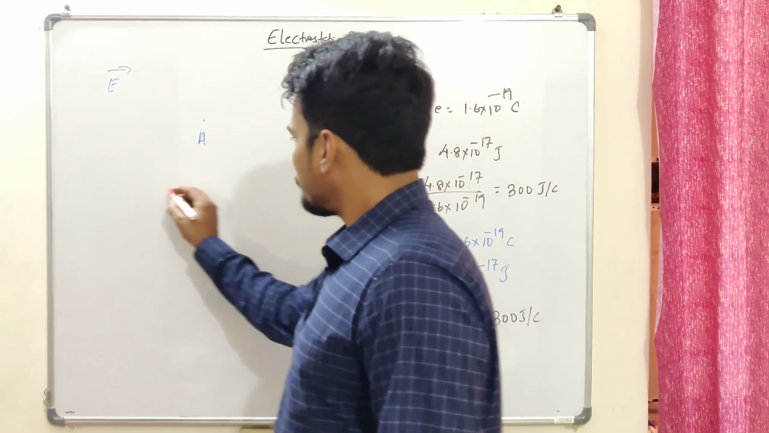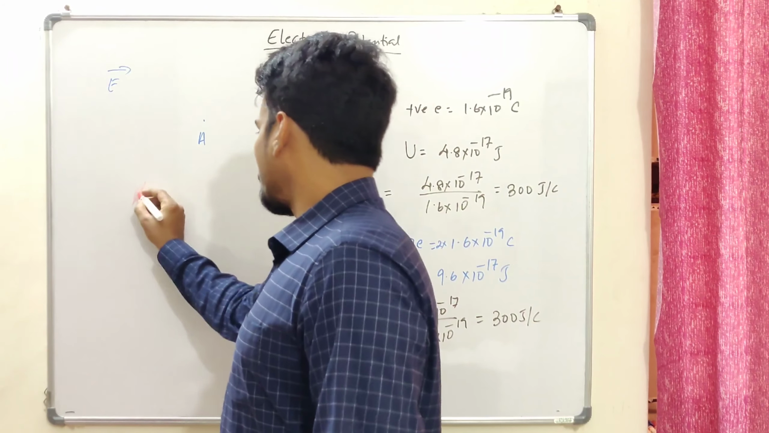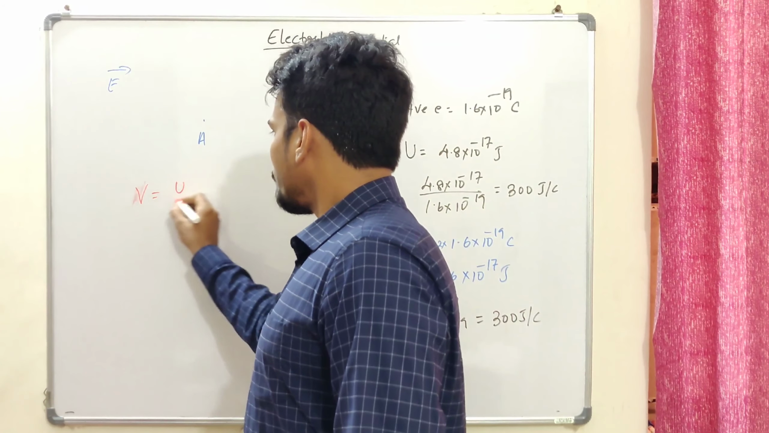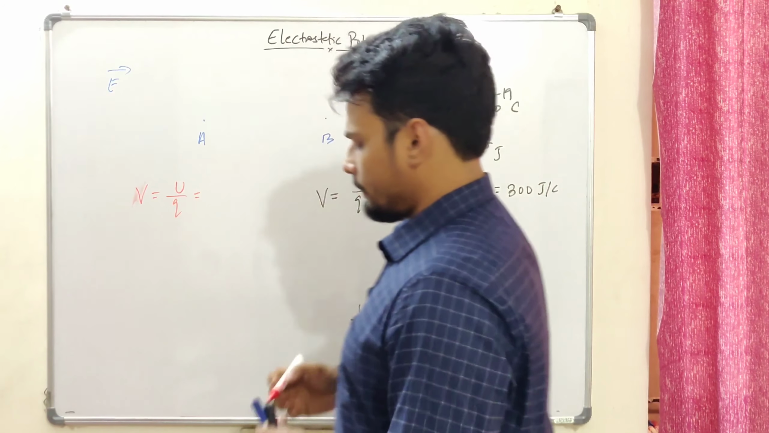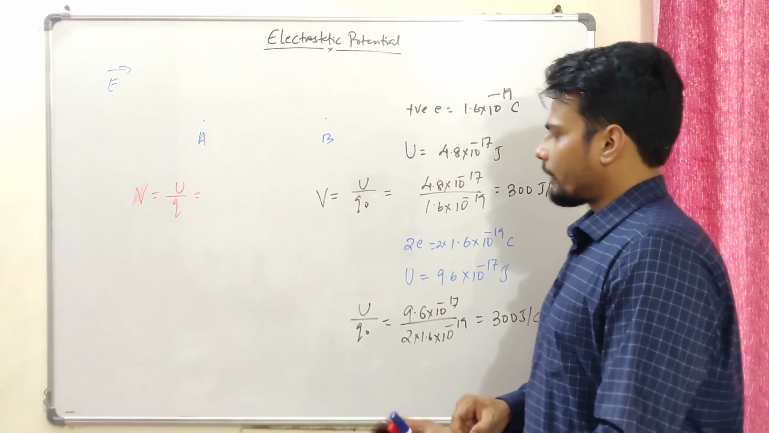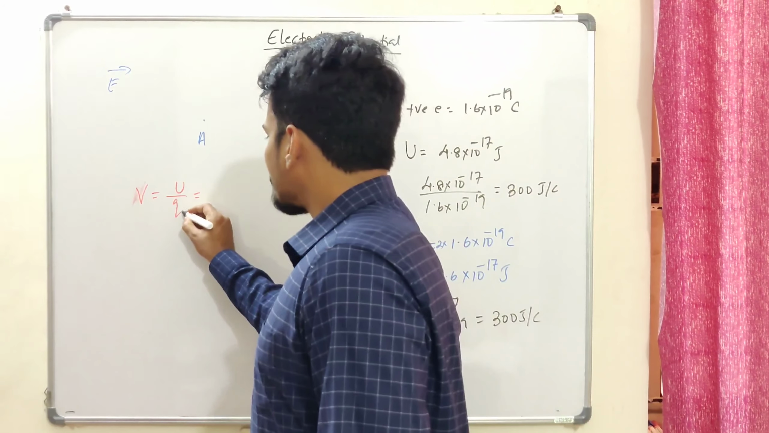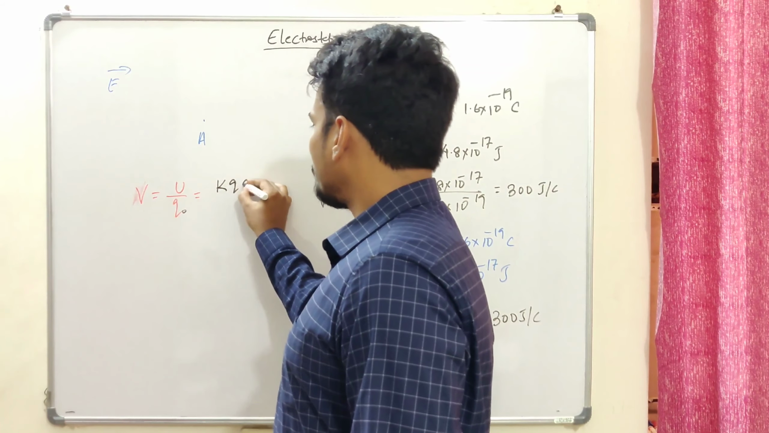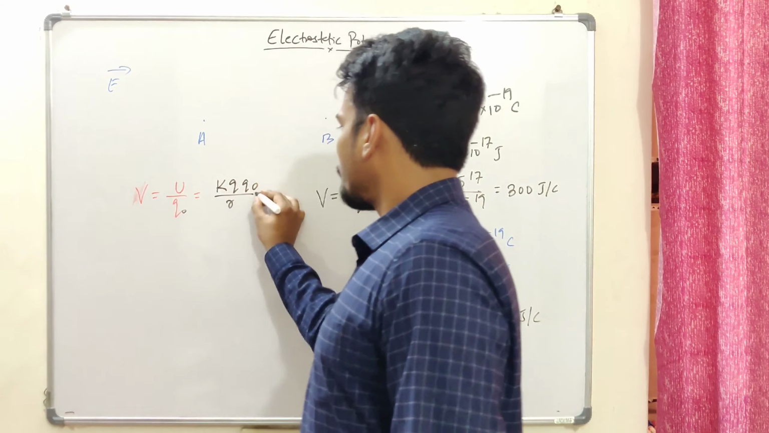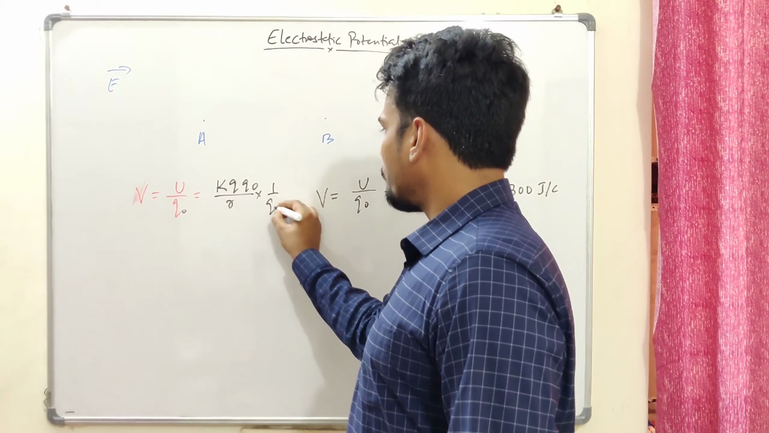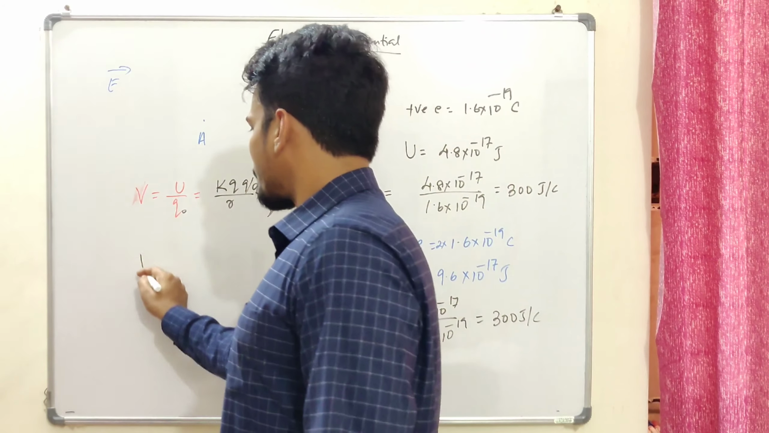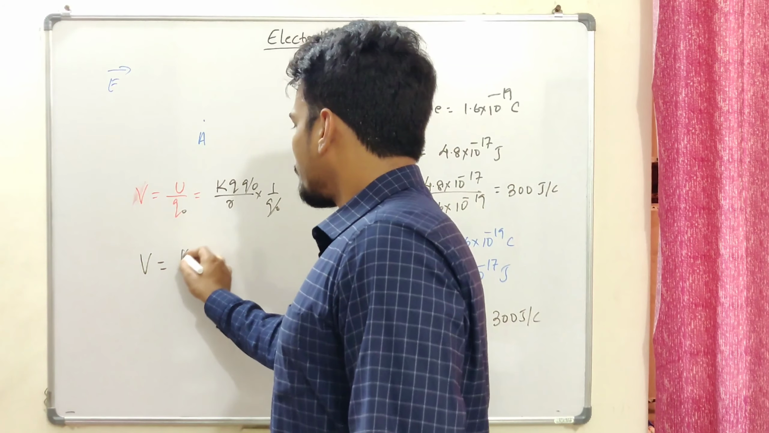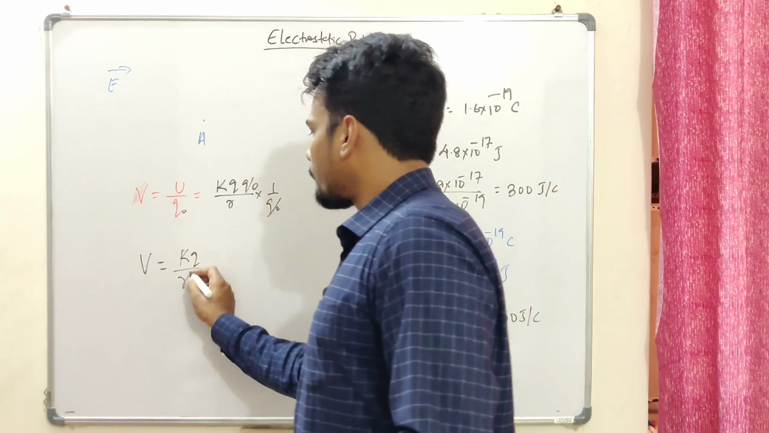So I know that we represent this with V equals U by Q. Okay, now let me use the black one. So let's suppose this is charge Q naught. As we know, U is nothing but KQ naught by R, and this Q naught, 1 by Q naught, will be nullified. So I can right away say V is going to be KQ over R.